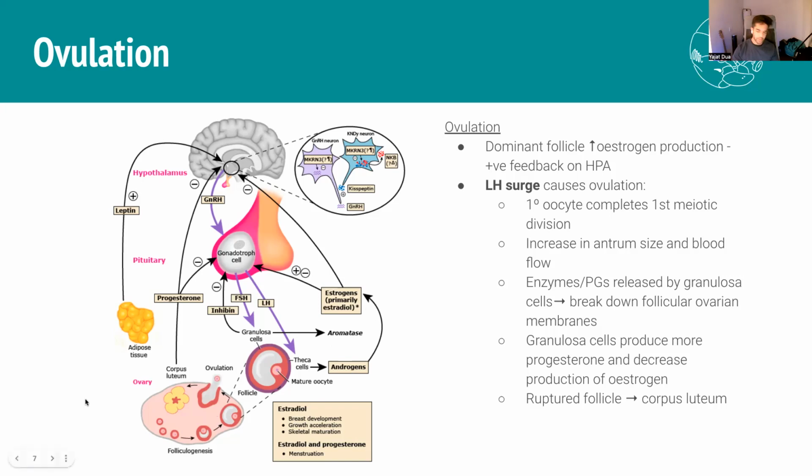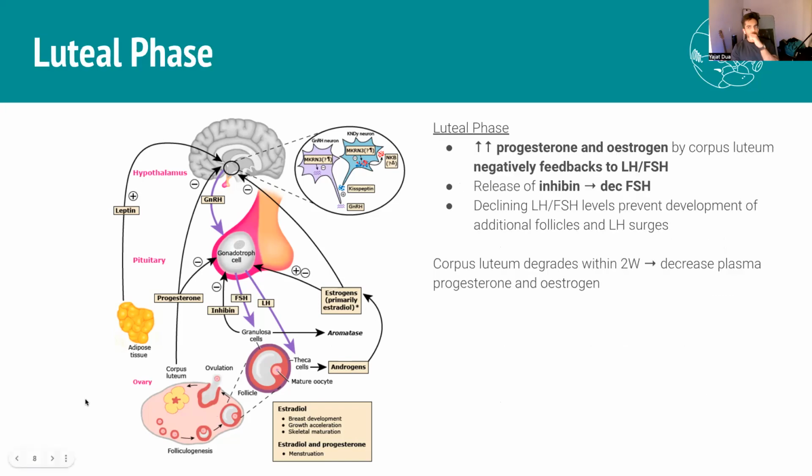The ruptured follicle then turns into the corpus luteum, which now gives you the luteal phase. So you have a big increase in progesterone and a bit of estrogen from the corpus luteum. You have negative feedback to LH and FSH. And there's also inhibin that's released, apparently, that decreases FSH. Essentially, that decrease in LH and FSH is important because now we're thinking about fertilization and an embryo being formed, and you want to prevent development of more follicles, more LH surges and more ovulation happening. So that's back to the negative feedback loop.